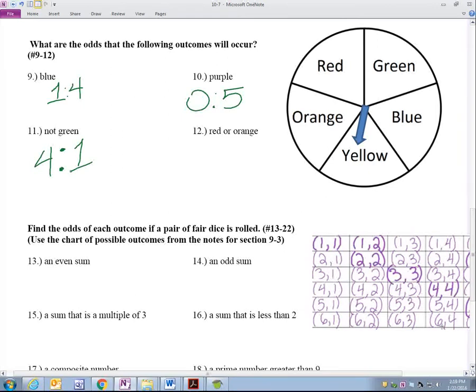Now we have red or orange, so we want either this one or this one. So what is it? 2 to 3.